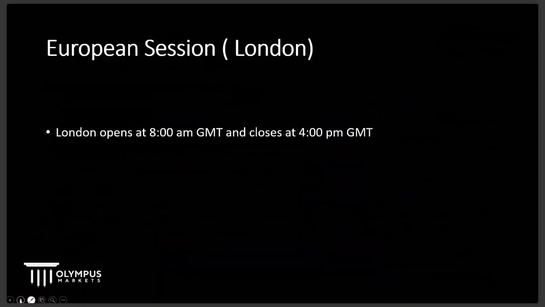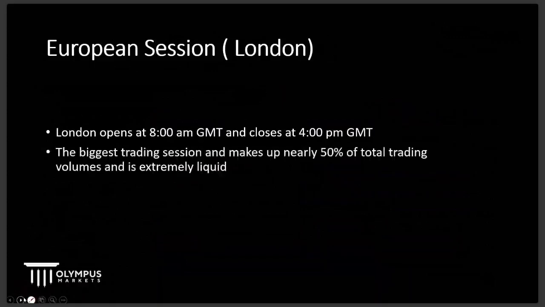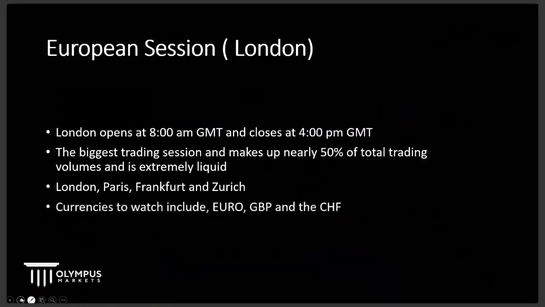This is the biggest trading session, and it makes up nearly 50% of the total trading volumes and is extremely, extremely liquid. Cities which are trading at this time, of course, include the likes of London, Paris, Frankfurt, and Zurich, because they're awake. And the most liquid pairs during this time include the euro, the British pound, and the Swiss franc, for obvious reasons, because Europe, the United Kingdom, and Switzerland are awake and trading.